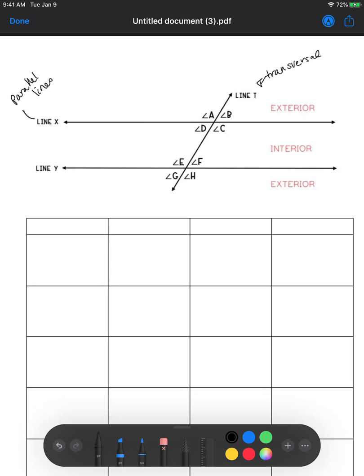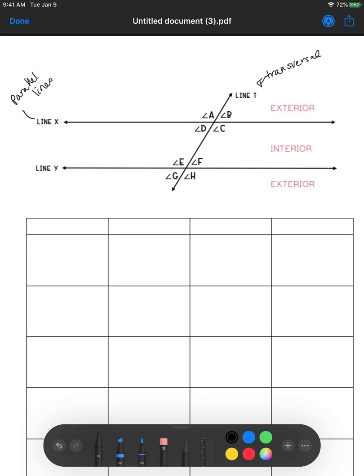So we're going to make this chart, and I want you to make the chart as well, because we're going to talk about all of these angles. You need to draw the parallel lines in. You need to draw the transversal. So everything you see here needs to be drawn.